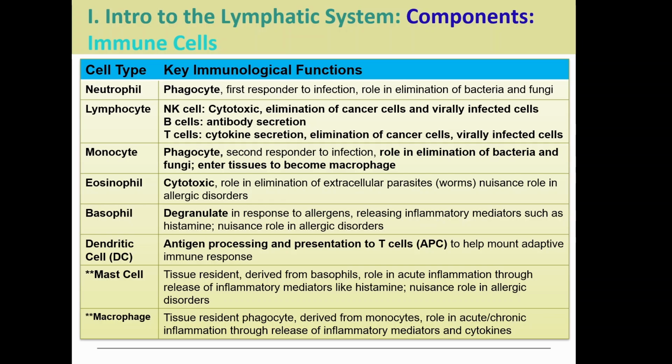And then lastly, the macrophage, which is originating from the monocyte, right? Similar job in that they're going to be phagocytic, and they're going to be playing a role in short-term and long-term inflammation because they're going to be releasing a lot of signals, right, to help mediate inflammatory responses as well as cytokines.